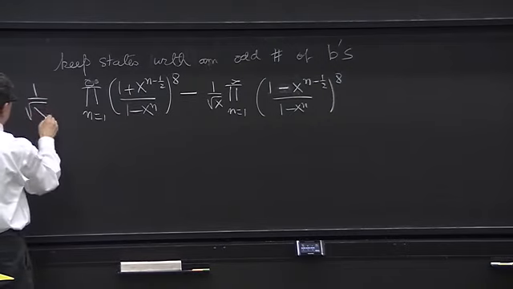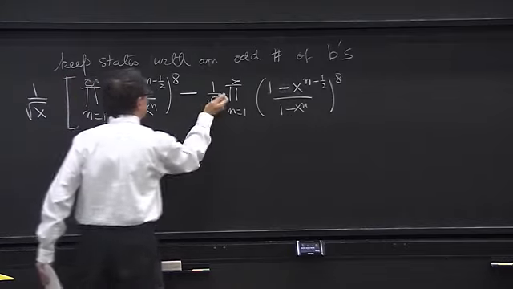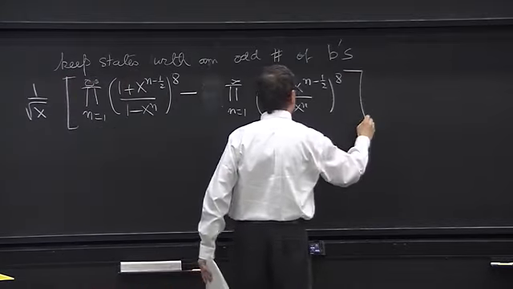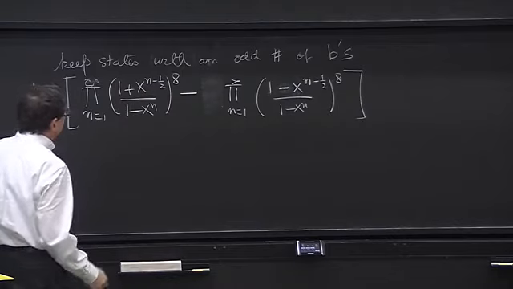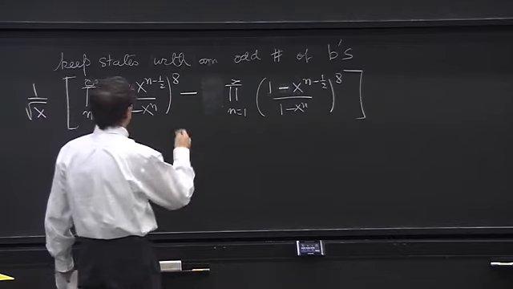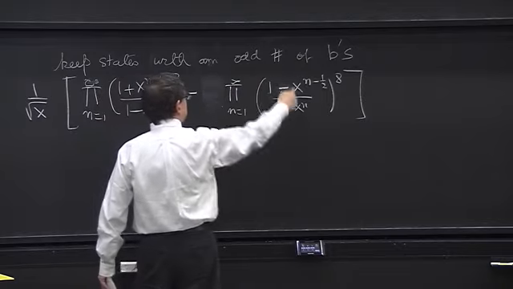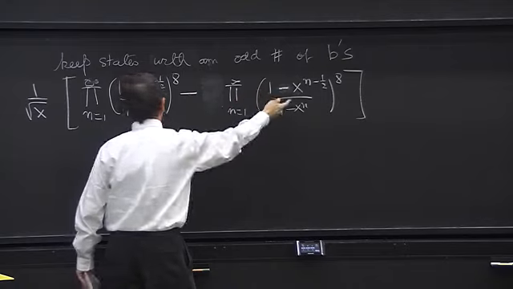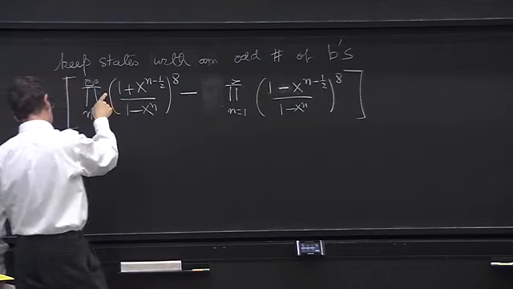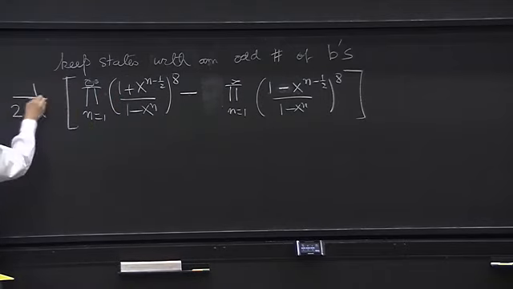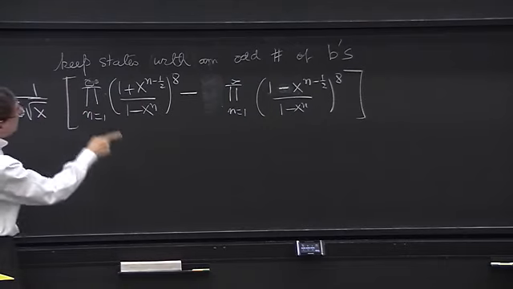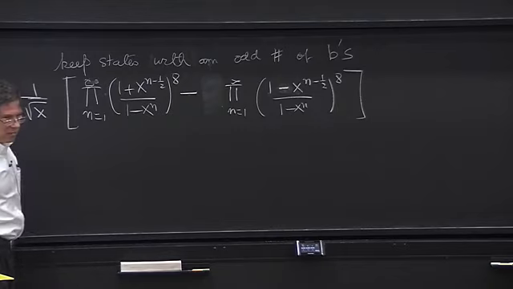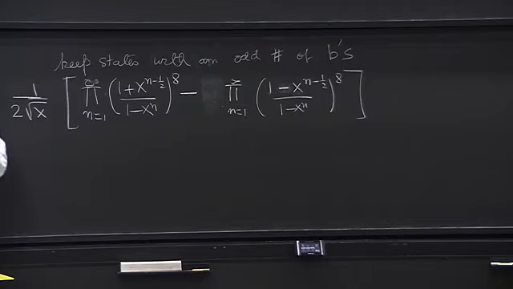And I have the 1 over square root of x, so I'll put that in front. Now the ones with an odd number of x's that get an extra minus sign from here will add to the ones in here, so I get twice as many. So I must put a 2 here. And the ones with an even number of b's will cancel out. So this is the new generating function for NS plus.